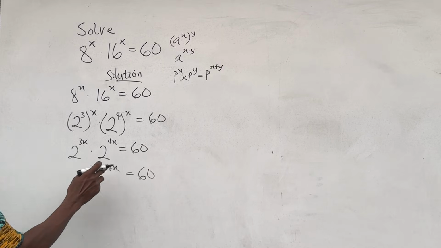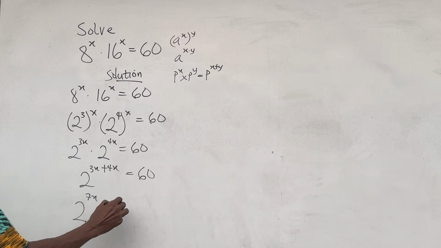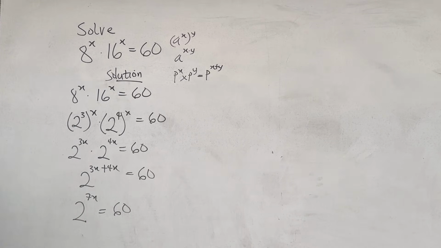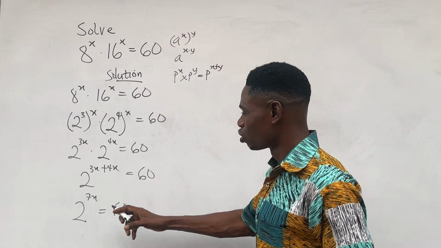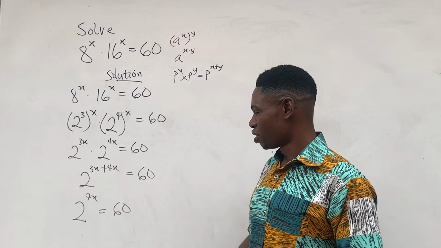So 3x plus 4x gives us 7x. So we can say we'll have 2 raised to the power 7x equal to 60. Now, 2 raised to the power what will give us 60? We don't have that for any positive whole number or any integer. So we can introduce logarithms from here, to bring the 7x down, and then we can solve further.